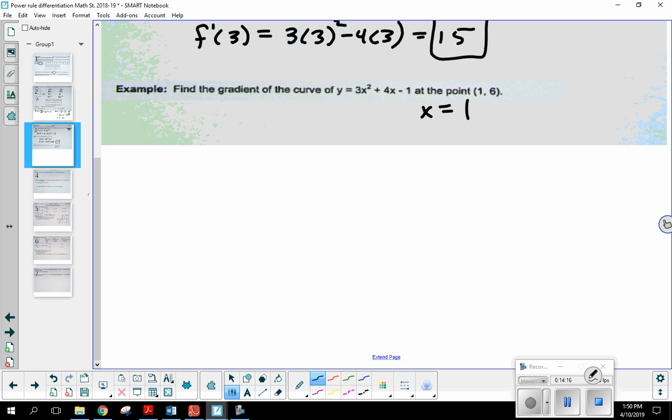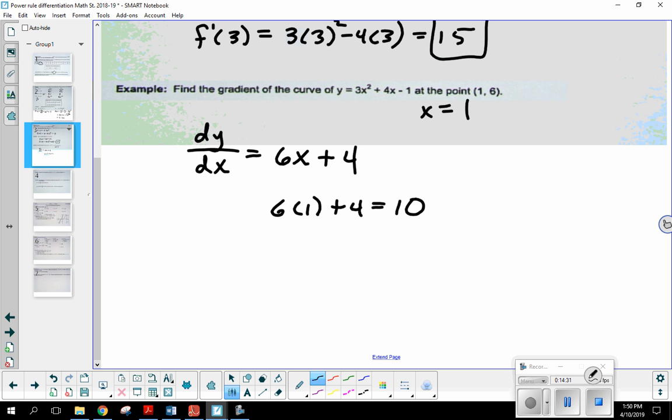So what would the derivative be? 6x plus 4. Perfect. Now just go ahead and plug in 1. 6 times 1 plus 4, I'm looking at 10. Would anybody like me to graph this real fast and show you, at that point we should have a pretty steep line? It should be 10?